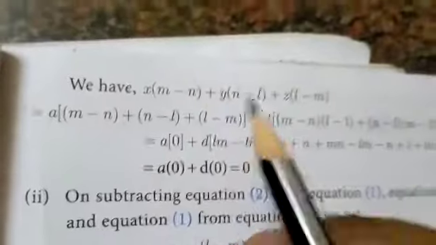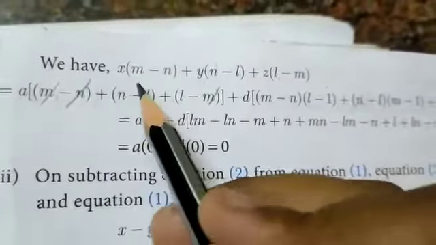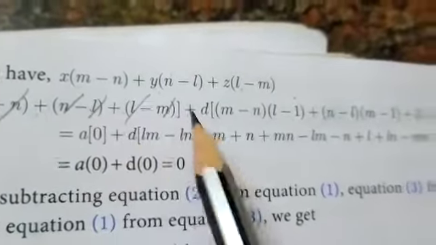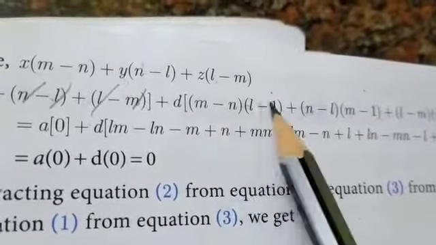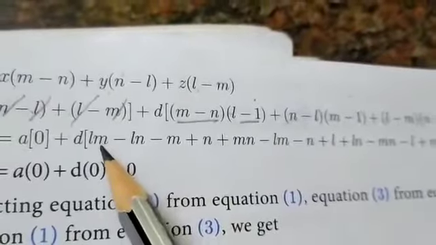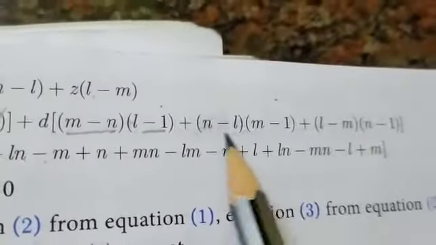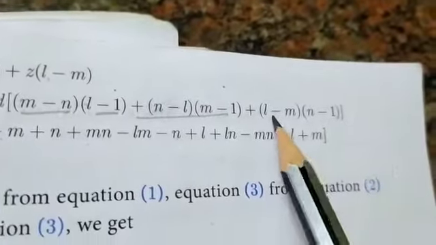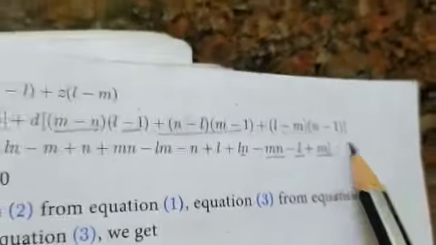So that is, when I cancel this, I'll get m and minus m cancel, minus n and plus n cancel, minus l and plus l cancel. So a into 0 plus d into, I am multiplying l and this two sequence, I'll get lm minus ln minus m plus n plus then these two mn minus lm minus n plus l, then this two ln minus mn minus l plus m.